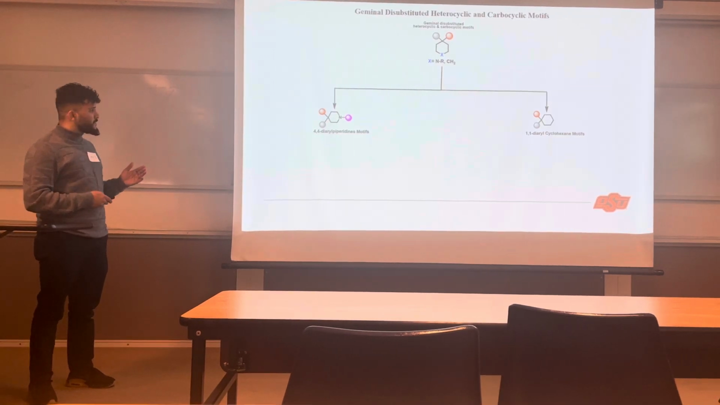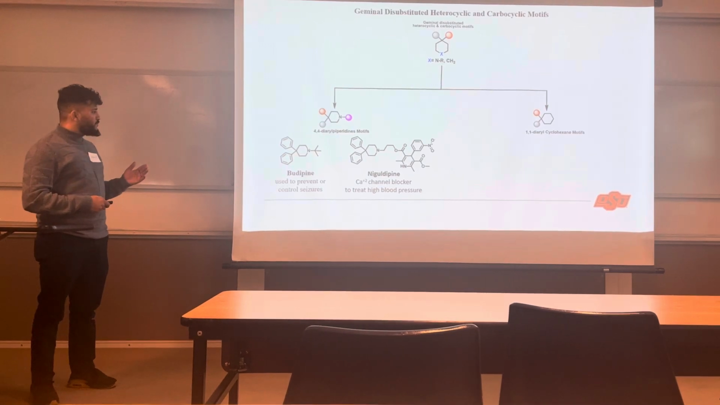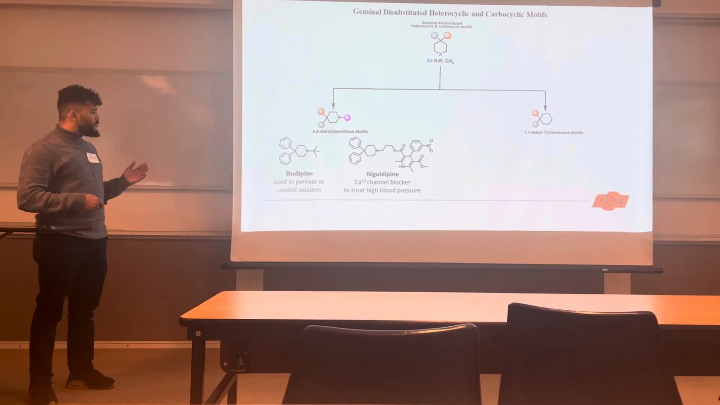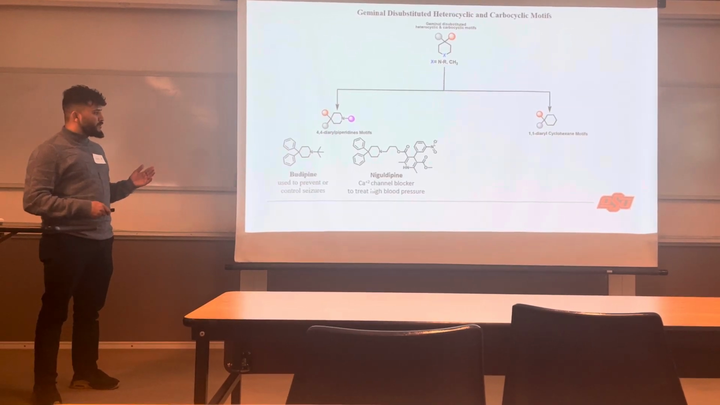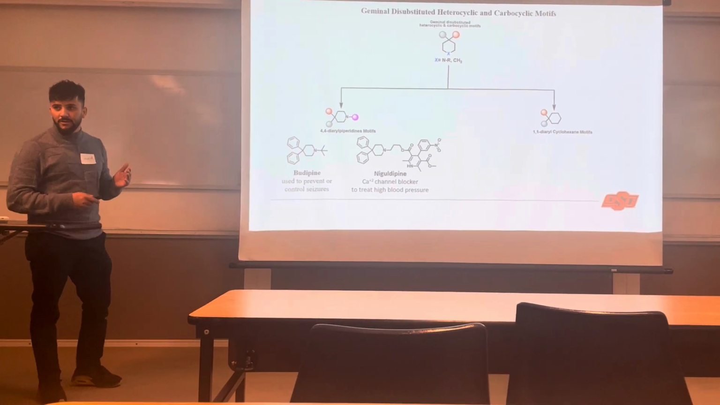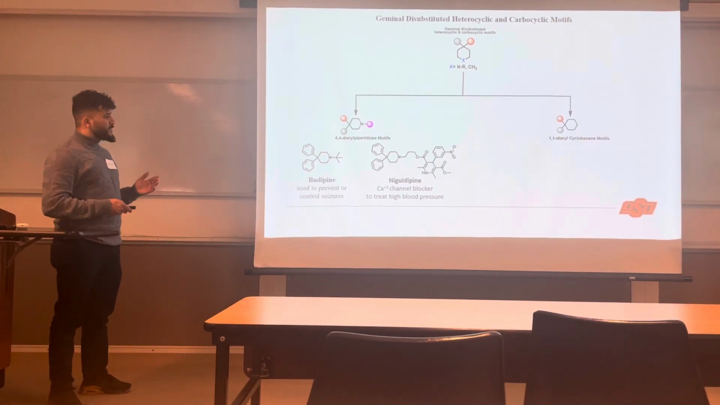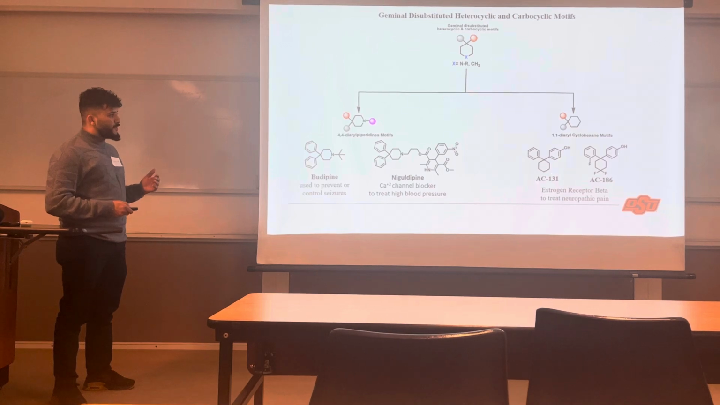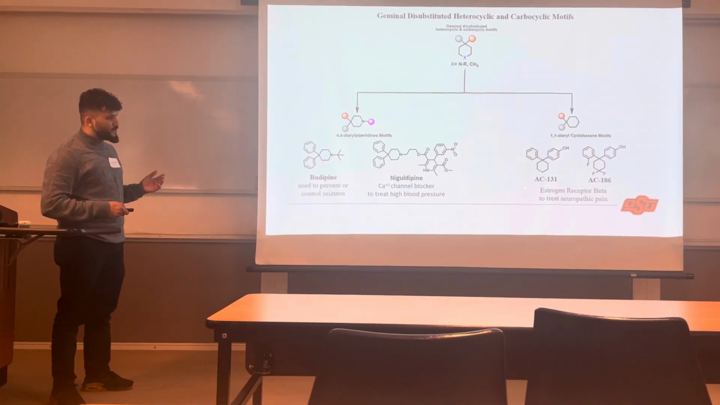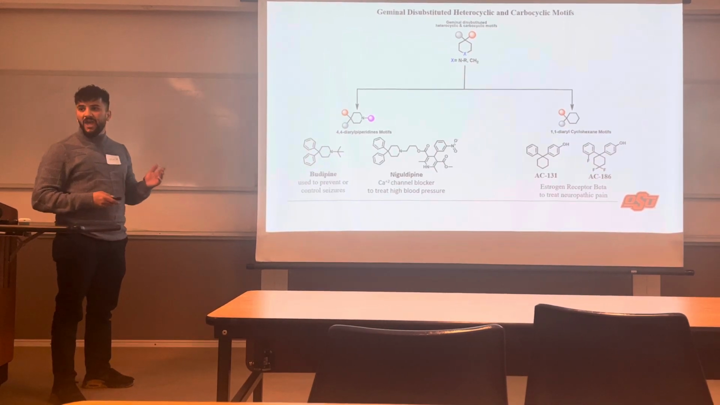The 4,4-diarylpiperidine motif exists in many drugs. Some examples of these drugs are budipine, which is known to prevent or control seizure. The other one is niglidipine, a calcium channel blocker to treat high blood pressure. On the other hand, the 1,1-diarylcyclohexane motif also exists in different drugs. I picked two here to show you. The two drugs for today are AC-131 and 186. Those are known to treat neuropathic pain.